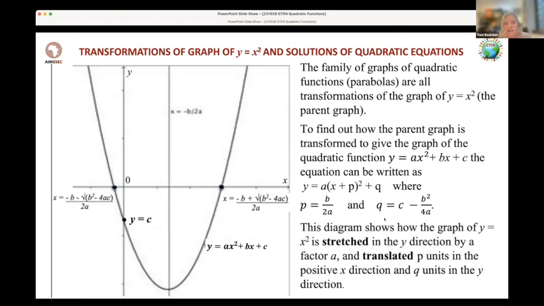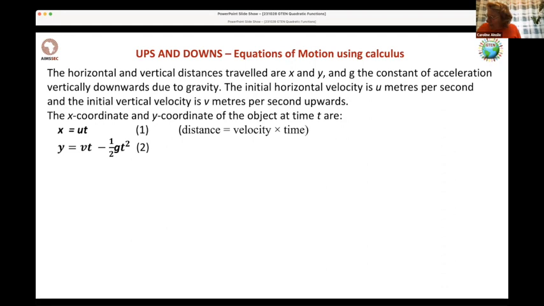And you can do that easily and actually watch it as a moving demonstration in GeoGebra. So what we have here is we're looking at a point moving, and the horizontal distance traveled is x, and the vertical distance traveled is y, and that might be a ball that's just been thrown or hit with a tennis racket, and g is the constant of acceleration vertically downwards due to gravity.